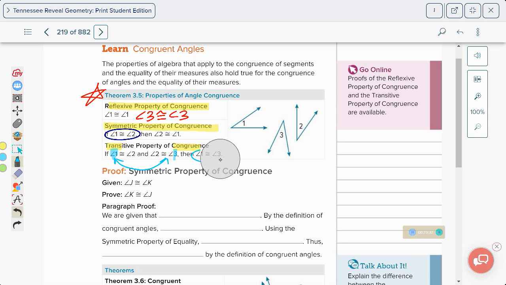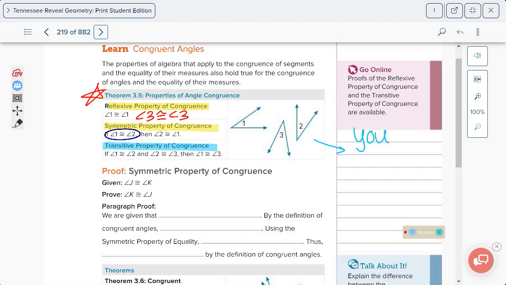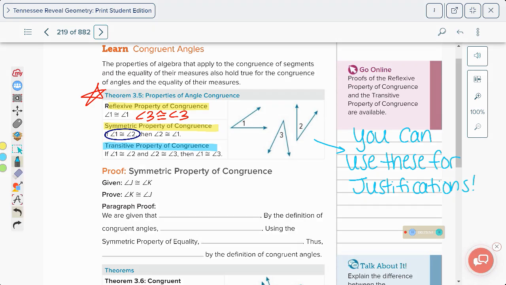And so the reason these properties are so important, we use them a lot for justifications. So make a note here. If you're ever filling in a two-column proof or just a written proof, which we're going to see next, you can use these properties of angle congruence to fill in the blanks, okay? And so we'll see an example of that here in the proof of the symmetric property, all right?